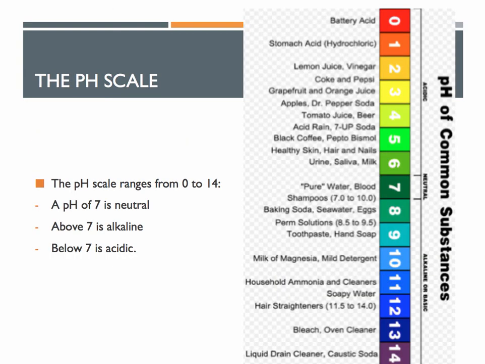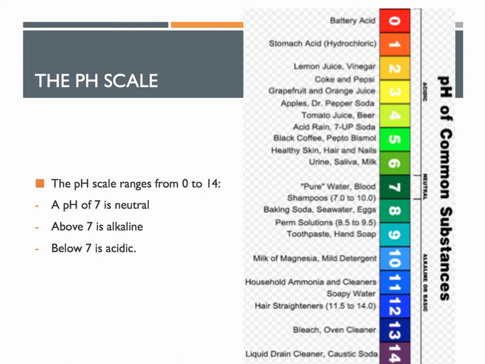So the pH scale ranges from 0 to 14. A pH of 7 is neutral. A pH between 8 and 14 is alkaline or basic. And a pH from 0 to 6 is acidic. And the further we get away from the number 7, the more strongly acidic or basic something is. So something with a pH of 1 is much more strongly acidic than something with a pH of 5.